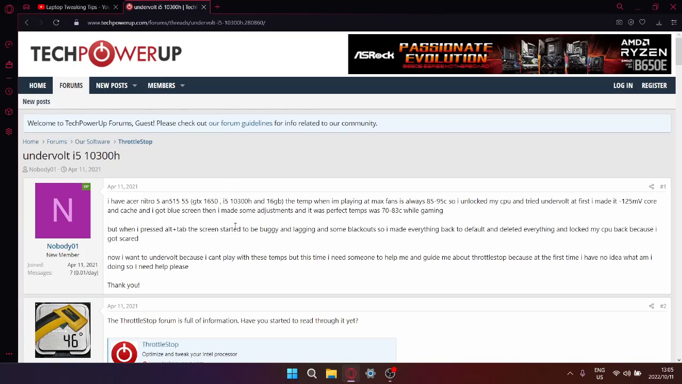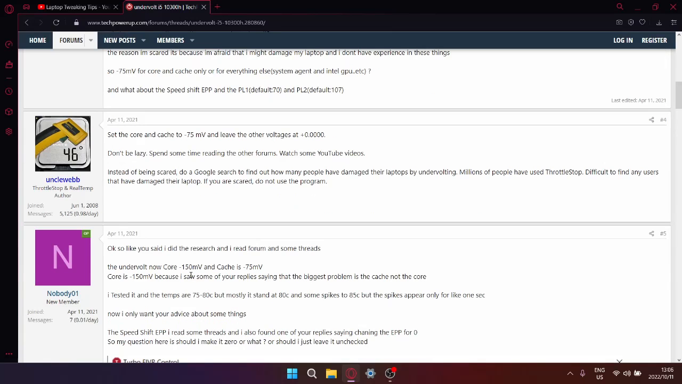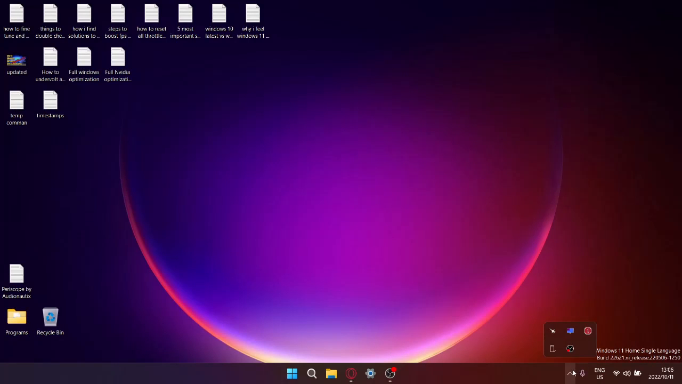So in here, it said generally 10th generation CPUs don't really go further than minus 75 millivolts on the core and the cache. Anything lower tends to bug out. Now, I find that not to be the case. But anyway, I just read through all these comments, and that's what I suggest you do. Go through all the comments and see what other people have come up with. Initially, it says minus 75 millivolts on the core and the cache. But then I actually saw someone else putting here, no, set your cache lower and then push your core further. So that is what I did.